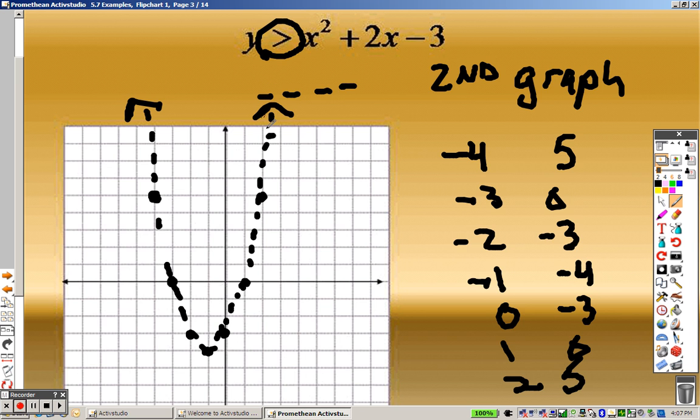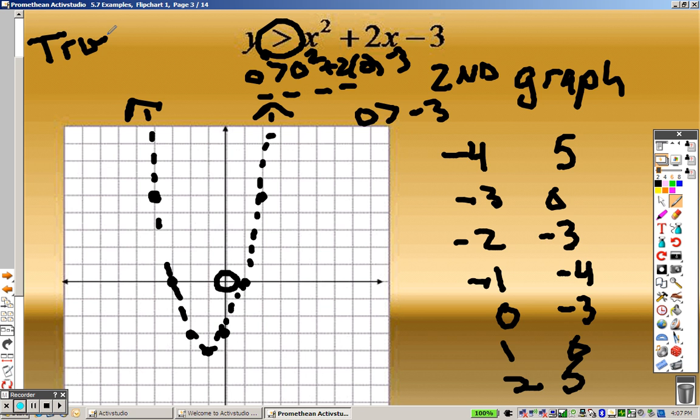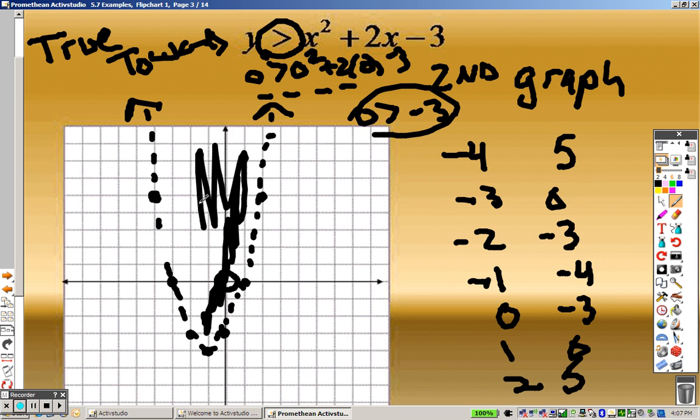So I pick a point that's not on that graph. 0, 0 is not on that graph, so I plug in a 0 everywhere. Basically, here's what I end up getting: is 0 greater than -3? The rule is, if it's true, you shade towards the point. So is that true? You betcha that's true. That means I shade everything inside right here. And there is that line graphed.